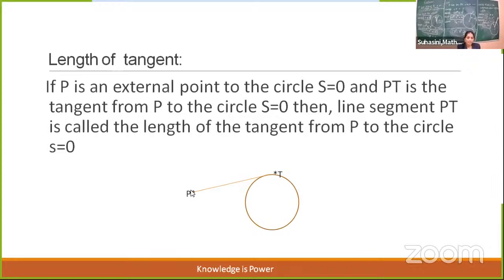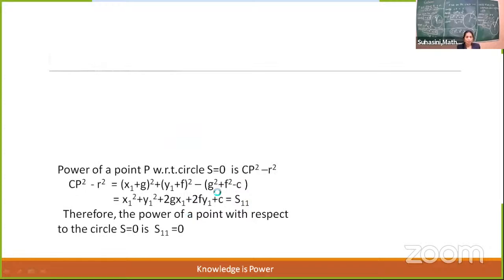Then the distance PT is called the length of the tangent. See here, this distance PT, the distance between the two points. Now, what is the length of the tangent? What is power? These are the two important topics that we are going to discuss.